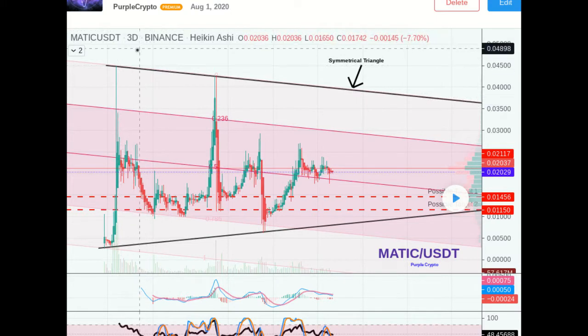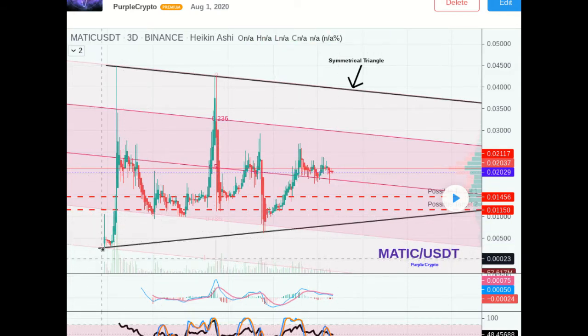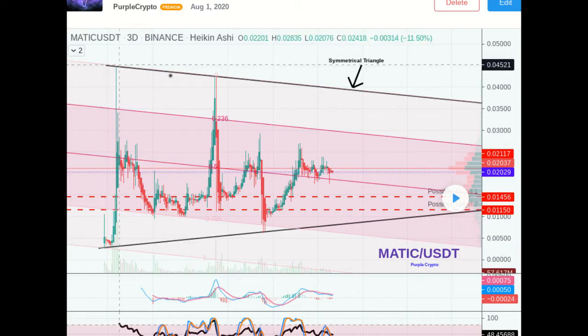This is a 3-day chart for Matic. What we have done here is we've marked out two trend lines in black, forming a symmetrical triangle. What we've done basically on this 3-day chart is taken the endpoints, two lower endpoints and two higher endpoints, and done trend lines, and from that we deciphered that it was forming a symmetrical triangle.